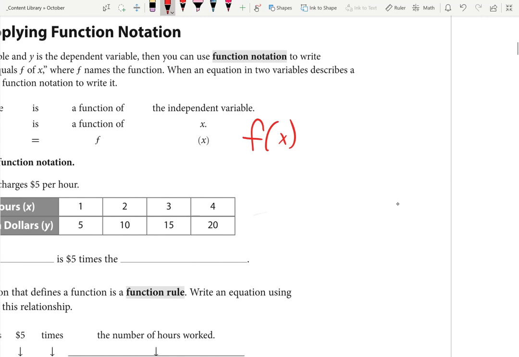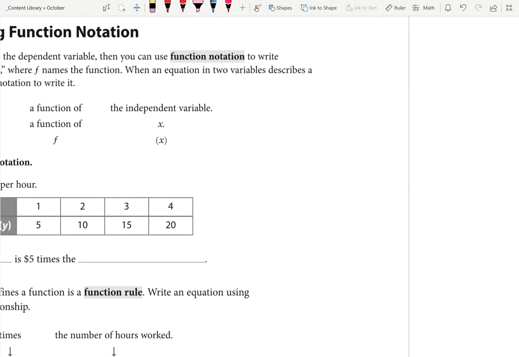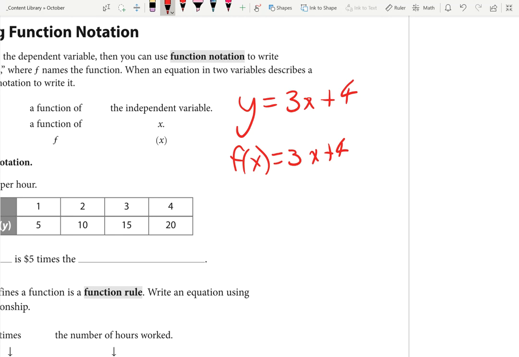So let me illustrate my point a little bit here. Let's say I have a function. Let's write it as y equals 3x plus 4. Now, that's written in the standard notation. However, function notation would write the same equation as f of x equals 3x plus 4. There is no difference between these two equations. They both mathematically mean the same thing. F of x is the same thing as y equals. So there's really no discrepancy there. But this one's written in function notation.